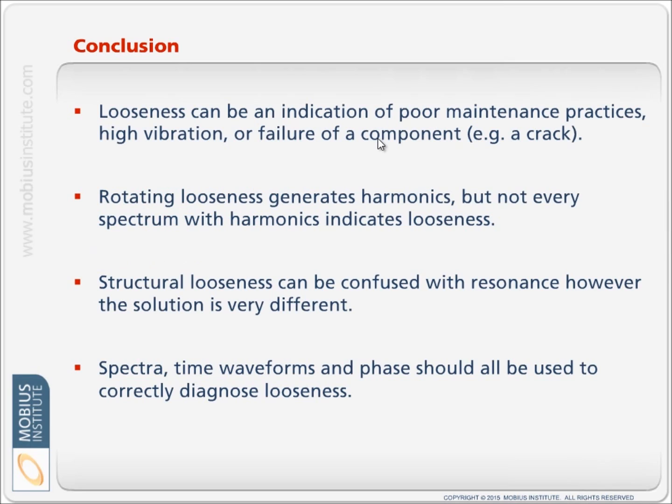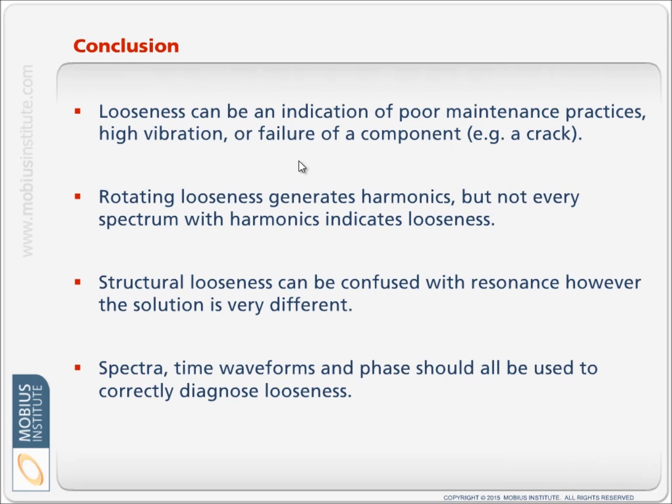So, in conclusion, looseness can be an indication of poor maintenance practices or high vibration that's brought on some sort of failure, or the failure of a component, for example a crack or a broken weld or something like that. Rotating looseness generates harmonics, but not every spectrum that shows harmonics indicates that looseness exists. That's a trap that some vibration analysts fall into. They see a spectrum with lots of harmonics and say, oh, there's looseness. And not only is there not a looseness problem in many cases, but the poor maintenance people are wondering, what is it I'm supposed to fix? Give me some more information.